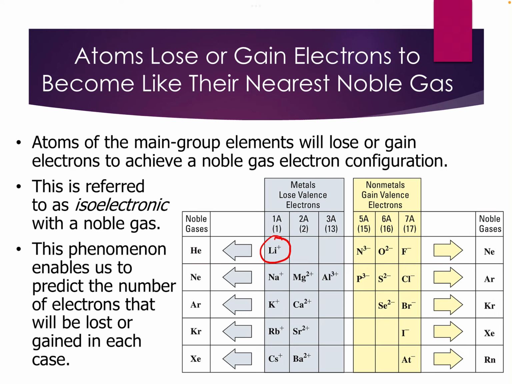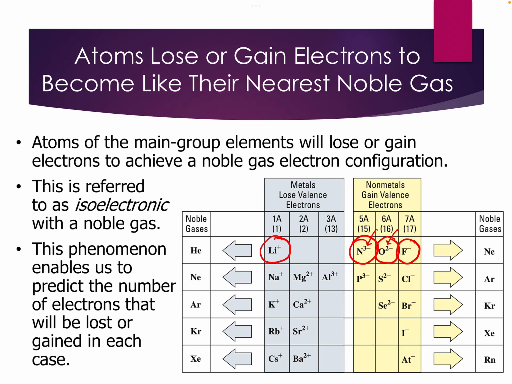For the same reason, these nonmetals will gain electrons to become like their noble gas. Okay, so like if we look at nitrogen, and you can look on your periodic table too, nitrogen has 5 valence electrons. So it needs to gain 3 in order to become like neon. So that's why nitrogen has a 3- charge. Oxygen has 6 valence electrons. So it needs to gain 2 to become like neon. So that's why it has a 2- charge. And then fluorine has 7 valence electrons. So it just needs to gain 1. So it has a 1- charge.